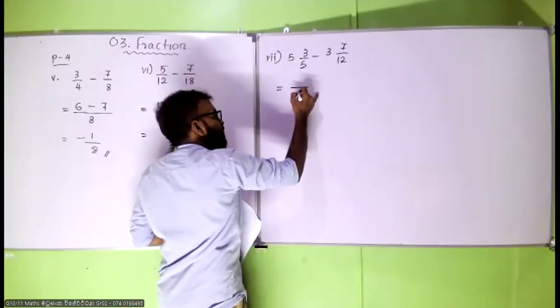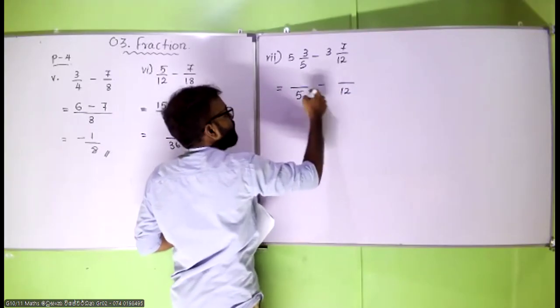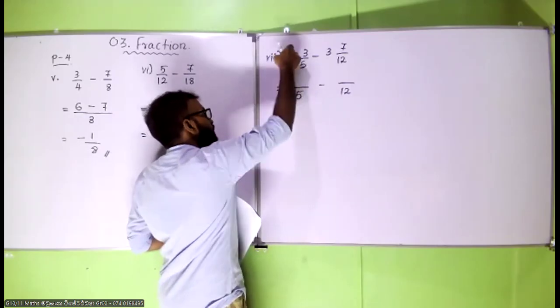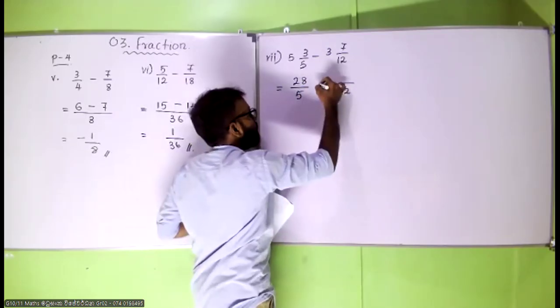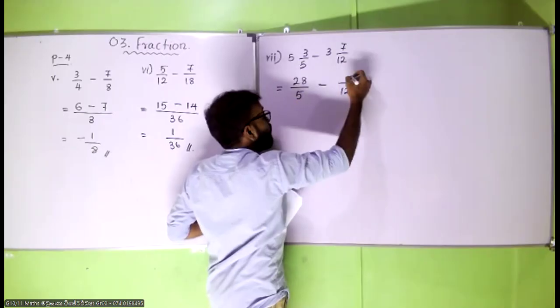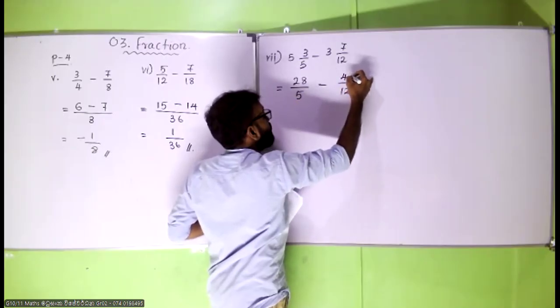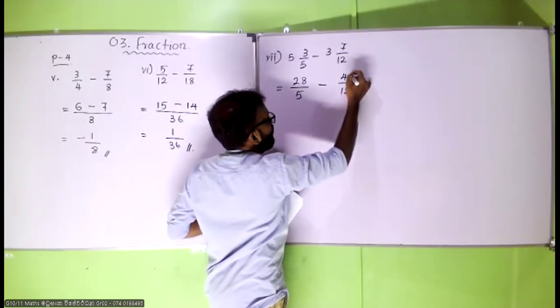Right. Denominator is 5. And here the denominator is 12. 5 times 5, 25 plus 3, 28. 28 upon 5. 12 times 3, 36. 36 plus 7, 43.